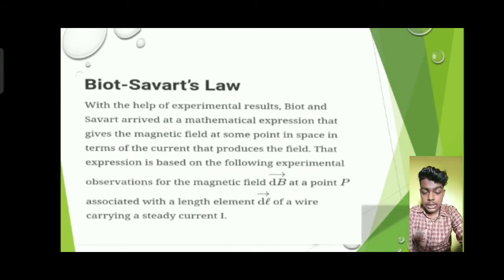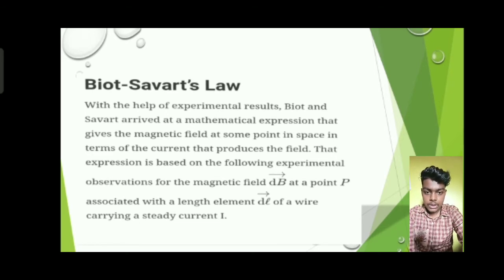Biot-Savart's law. With the help of experimental results, Biot and Savart arrived at the mathematical expression that gives the magnetic field at some point in space in terms of the current that produces the field. That expression is based on the following experimental observations for the magnetic field.